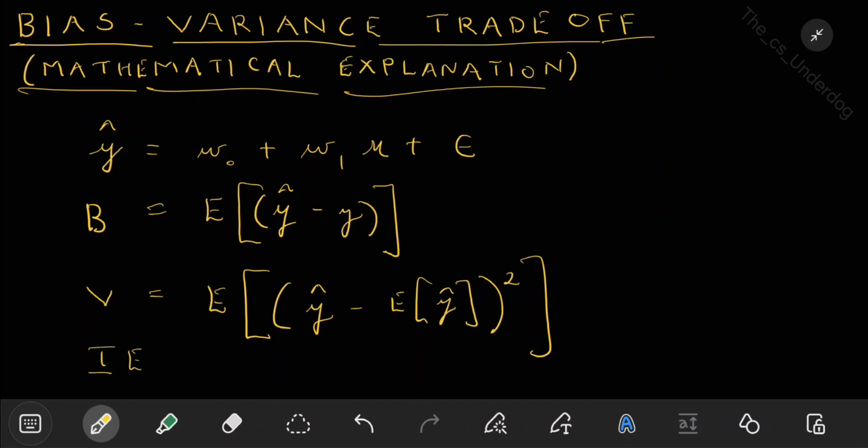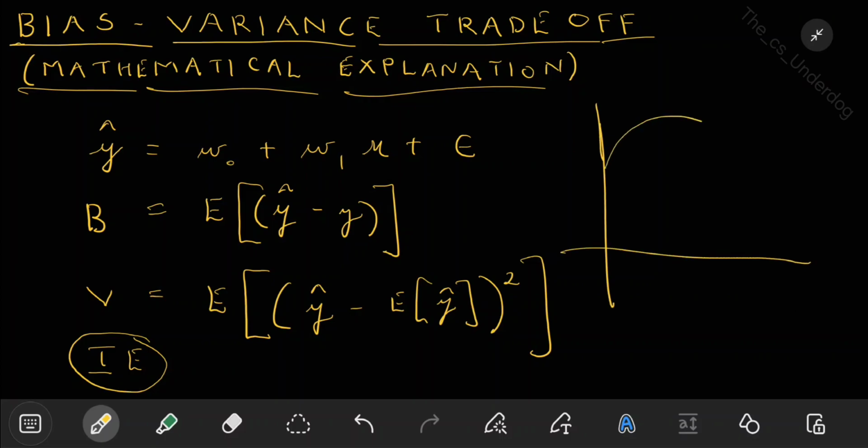There is irreducible error. What is irreducible error? Let us understand it graphically. Let us say this is my graph. This is my underlying distribution. Okay. Let us say my data points are these. Here you have to note that these data points are not exactly lying on my underlying distribution. Instead, these are slightly over or below.